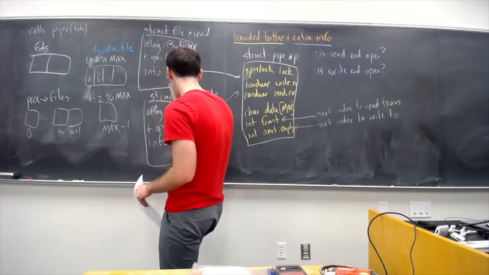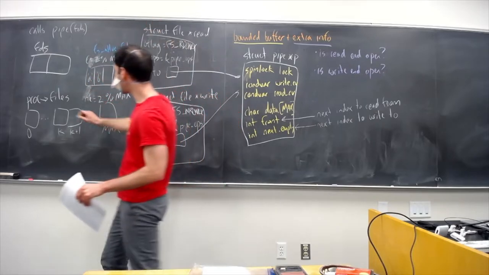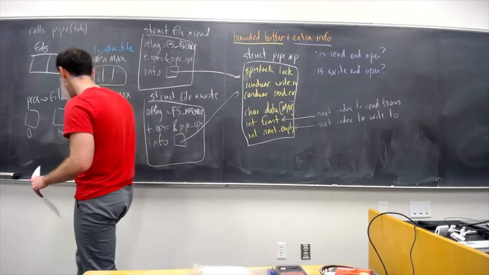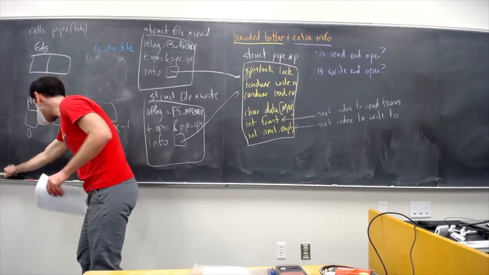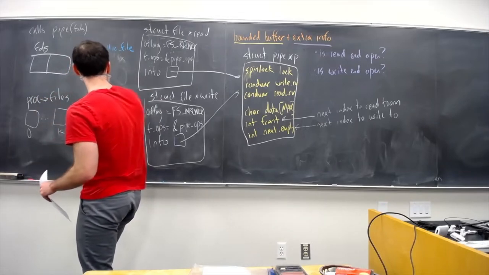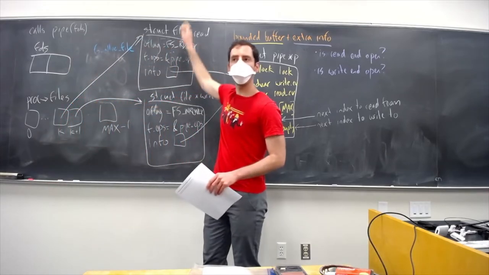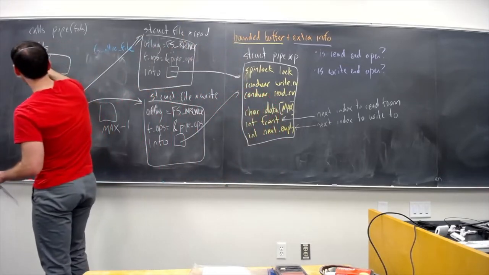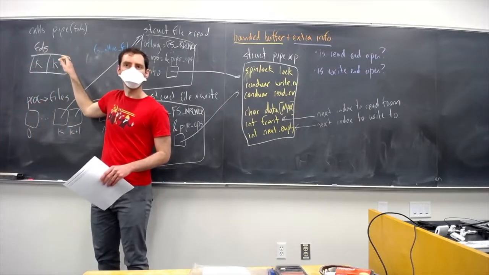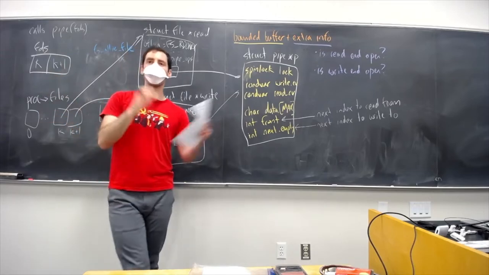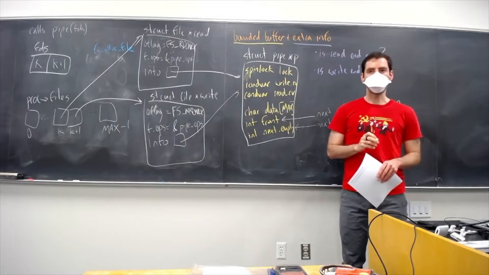To fill in the last pieces. After these files have been created, SysPipe needs to make it so that these two file descriptors in the open file array point to these new files, and then fill in the values of these file descriptors into the array the user passed in. And at that point, we have created the pipe. It's ready for the user to start reading and writing.